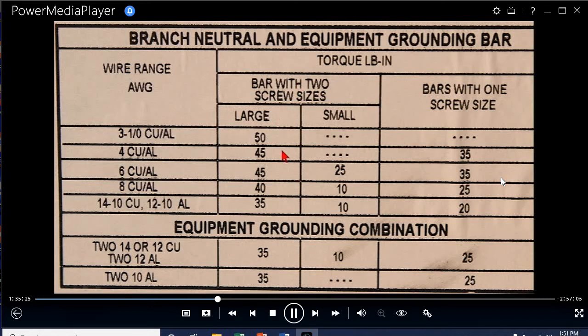So if I had 2 screw sizes, it's going to be 40 pound-inches. But if it was a single screw size, 40 on the big ones, 10 on the small ones. Oh, I see it there. I need to get a picture of this. So if I had 2 screws of 2 different sizes, then let's say for a 6-gauge wire, 45 pound-inches for the large one, and 25 for the small one.